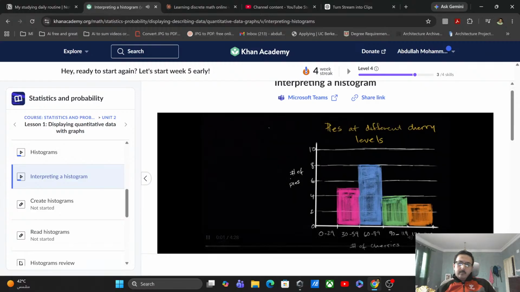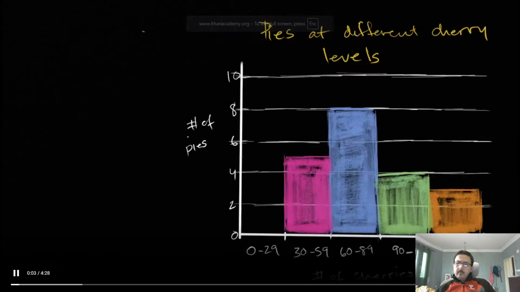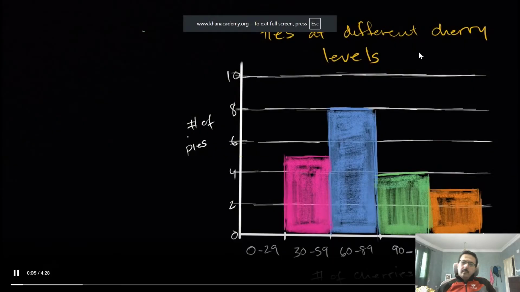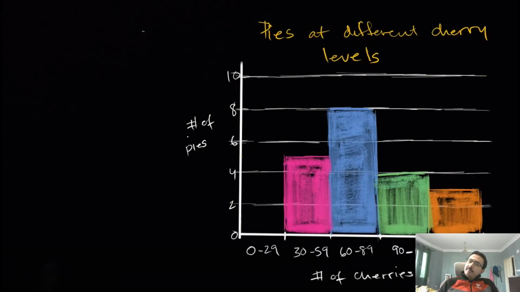Let's say that you have a cherry pie store, and you've noticed that there is variability in the number of cherries on each pie that you sell. Some pies might have over 100 cherries, while other pies might have fewer than 50 cherries. So what you're curious about is, what is the distribution? How many pies do you have that have a lot of cherries? How many have very few cherries? How many are in between?